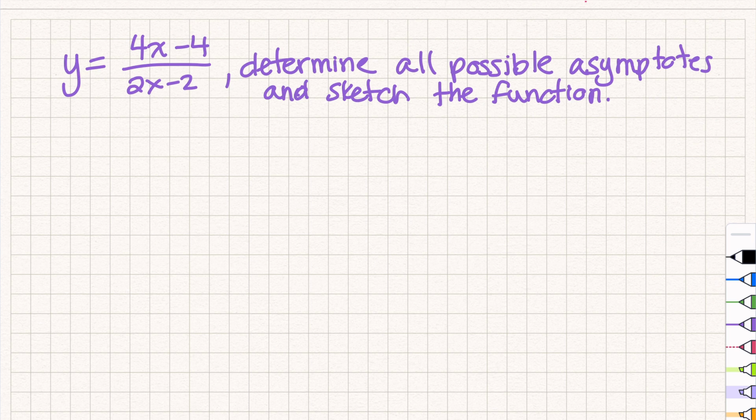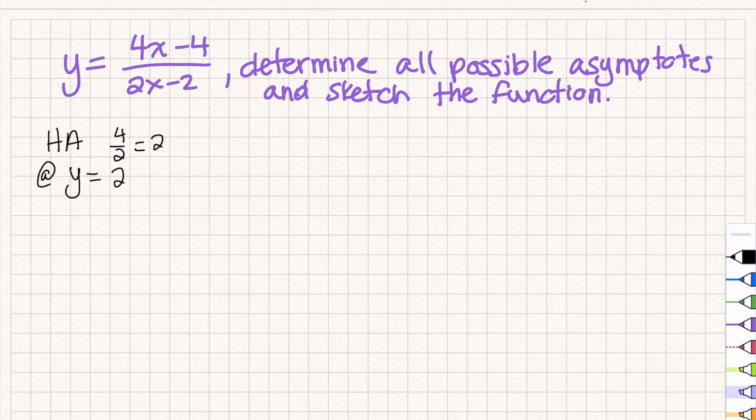So next we have y equals 4x minus 4 over 2x minus 2. They are the same degree. So for our horizontal asymptote, we're going to have the coefficient, so 4 over 2, which is 2. So you have a horizontal asymptote at y equals 2.